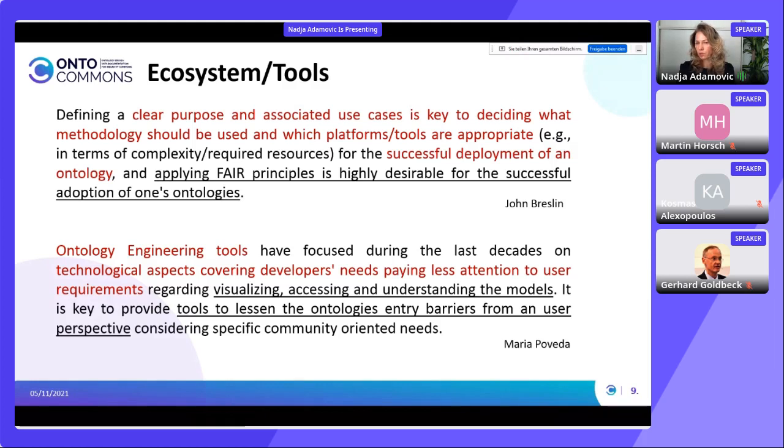Ontology engineering tools have focused during the last decades on technological aspects covering developers' needs, paying less attention to user requirements regarding, for instance, visualization, accessing and understanding the models. It is key to provide tools to lessen the ontology entry barriers from a user perspective, considering specific community-oriented needs.